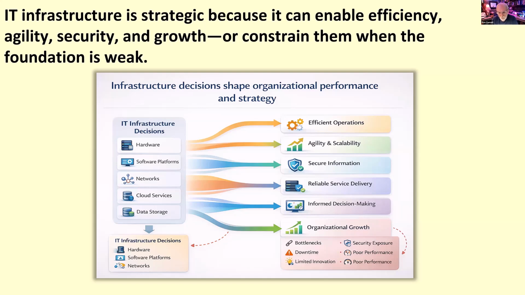On the other hand, weak or outdated infrastructure can create bottlenecks, reduce reliability, increase security risk, and limit innovation. This is why infrastructure should not be treated purely as a technical background issue. It's part of the organization's strategic capability. The systems an organization can use, the quality of the data it can access, and the speed at which it can adapt are all influenced by infrastructure choices. Infrastructure is strategic because it shapes what the organization is able to do well, how securely it can operate, and how effectively it can compete and grow.